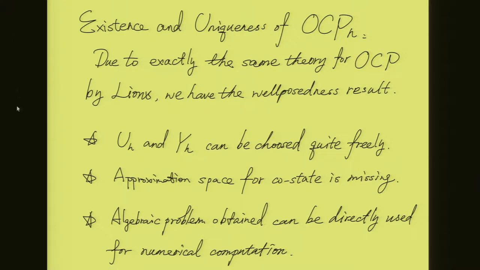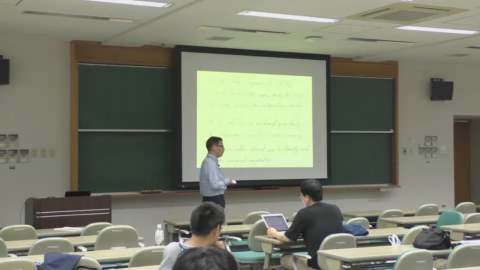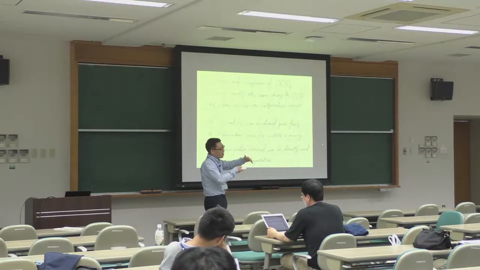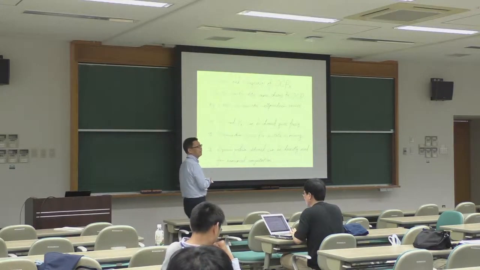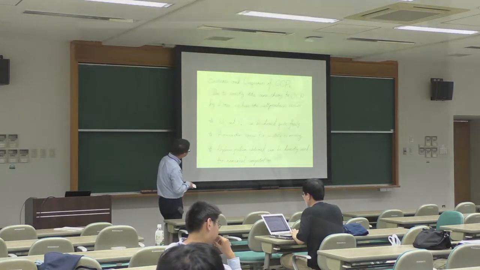The degree of the polynomial. So we can have a very high order degree of polynomial for y, but only piecewise constant control, and the existence and the uniqueness of the solution is still there.